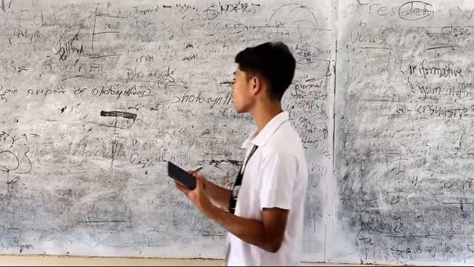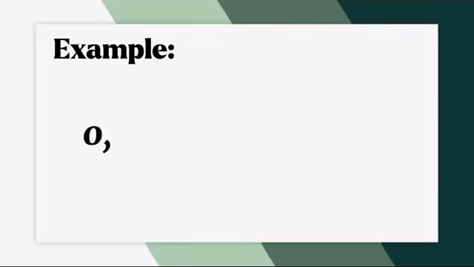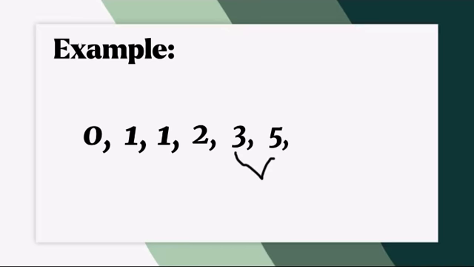Let's have an example. We have 0, next to 1. We have the 1. The next number is 1 plus 1 equals 2. Then 2 plus 1 equals 3. And 2 plus 3, we have 5. And 3 plus 5 equals 8. And 5 plus 8, we have 13. And so on and so on.